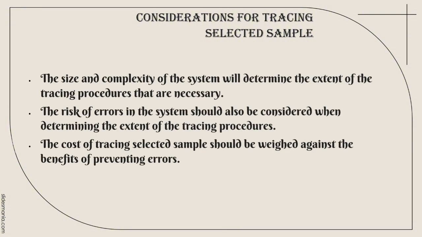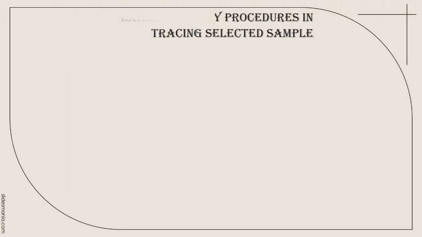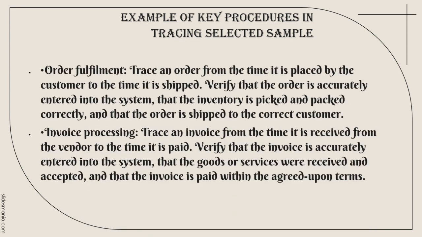The size and complexity of the system will determine the extent of the tracing procedures that are necessary. The risk of errors in the system should also be considered when determining the extent of the tracing procedures. The cost of tracing selected sample should be weighed against the benefits of preventing errors. Example of key procedures in tracing selected sample.